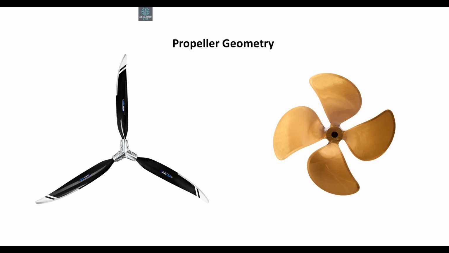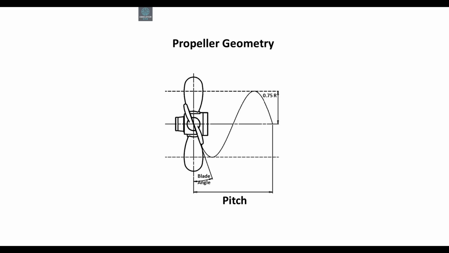The next parameter is the pitch. The pitch of the propeller is the geometric forward advance of the propeller for one complete revolution. This value is typically constant for all blade sections of the propeller. The pitch value is commonly reported at the 0.75, or 3/4 radius position. The propeller pitch is dependent on the blade angle. The blade section angle is measured relative to the propeller disc.